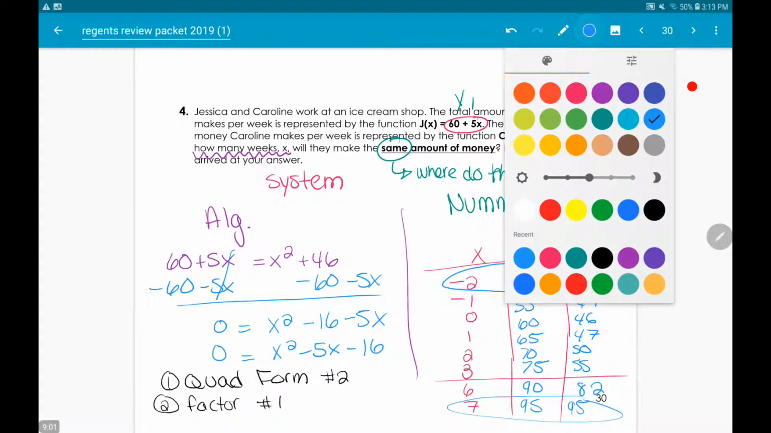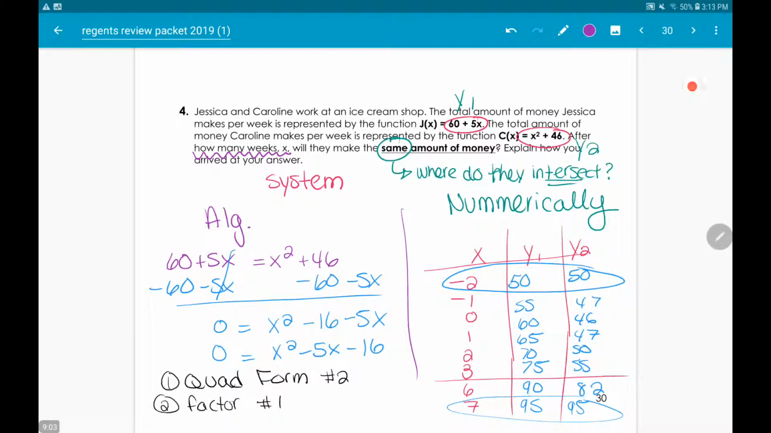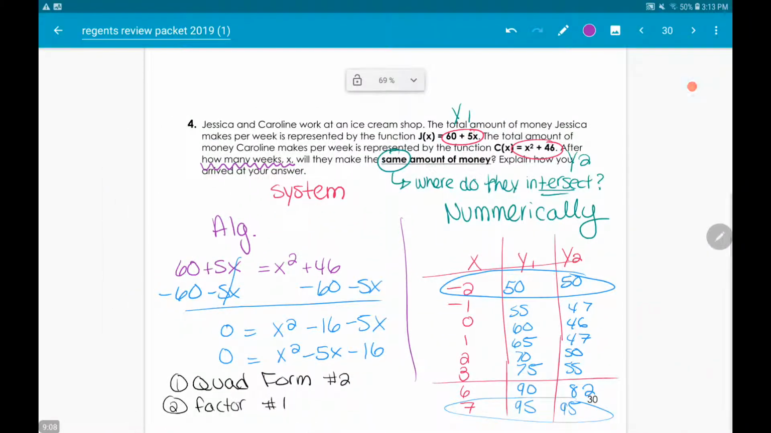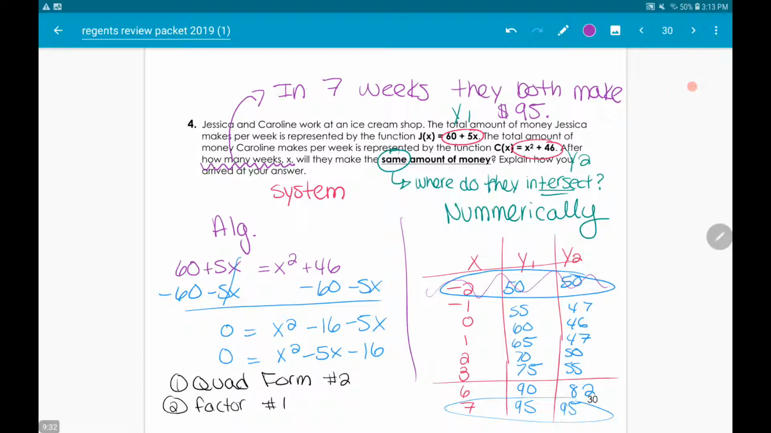Okay, and those are still my 2 points of intersection, but I need to answer the question. The question said, where do they make the same amount of money? How many weeks? Now, I can't just have those 2 solutions and not answer it, so I need to answer it. So, in -2 weeks? Nope, that doesn't make sense. So, in 7 weeks, they both make $95. All right.